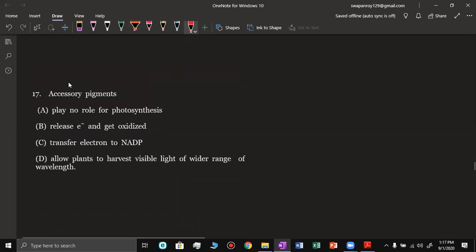This is about accessory pigments. Here, accessory pigments. Say, chlorophyll a is universal and this is the principal pigment.